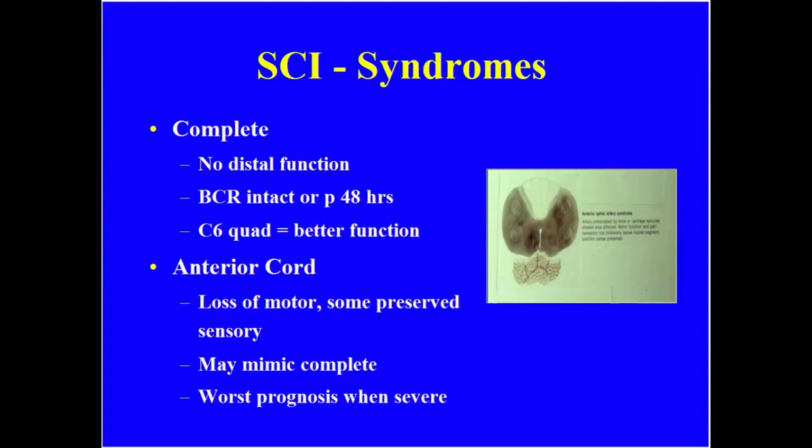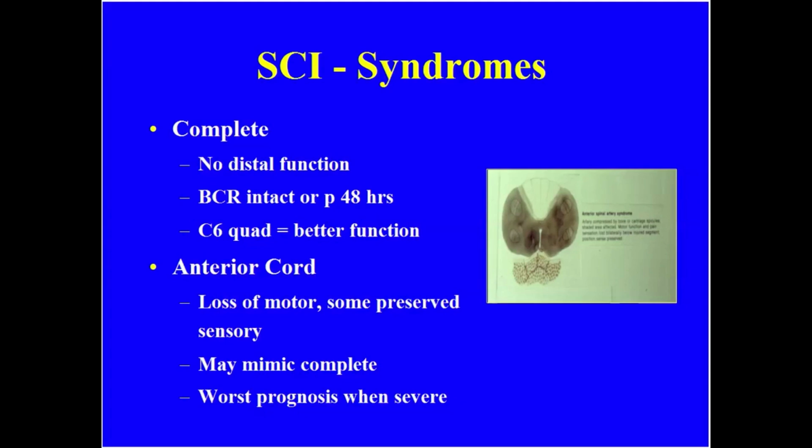They will sometimes ask you about what things can be expected functionally for different levels of quads, a C5 quad versus a C6 quad versus a C7 quad. It's very hard to remember all that. In general, remember that C6 quads, meaning they have preserved anti-gravity strength in the C6 muscles, C6 quads can do a whole host of things that C5 quads can't. C7 quads can do some things that C6 quads can't, but C6 is the big jump.